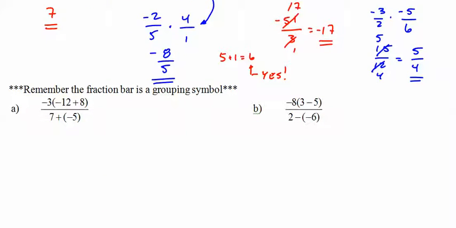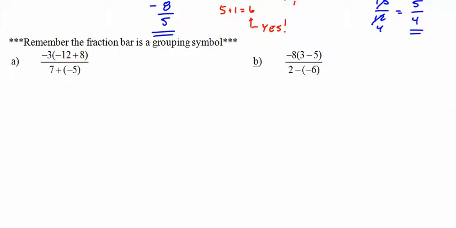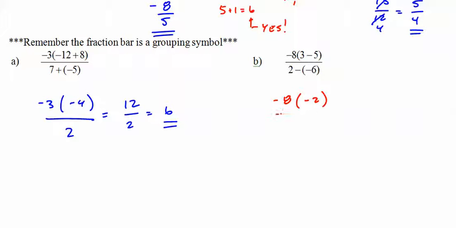So remember to do the fraction bar top and bottom first. I'm going to do the inside, negative 12 plus 8, negative 4. I'm going to do the whole bottom, 7 minus 5 is 2. Negative times a negative is positive, 12 over 2, I get 6. Put in your calculator if you want to check. Negative 8 times negative 2. 2 minus minus 6. I like to just flip them. 8. Get 16 over 8, which reduces to 2.